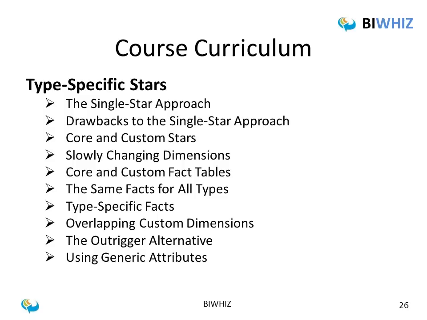So here we talk about type specific star. In this we would identify if we can create a core star, and then we create a custom star to avoid some kind of redundancy, or to avoid some kind of problem.